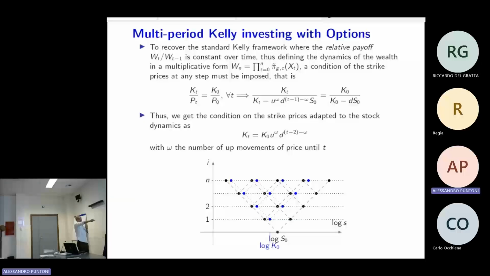We need to define at each time the strike price, K_t, in such a way that the ratio between the strike price and the price of the option is constant over time. In this way, the payoff is constant over time. The odds of this game are constant over time.